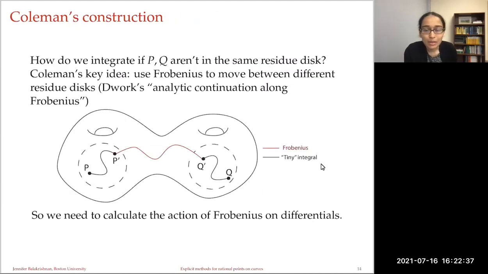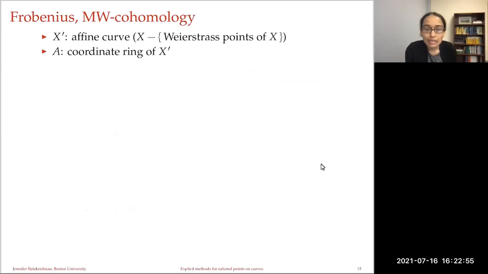All right, but then we need to move between residue disks. And as I mentioned, Coleman's idea was to use Frobenius to move between different residue disks. This principle of Dwork to analytically continue along Frobenius. So we need to compute the action of Frobenius on differentials. And so I just wanted to set up some of the objects behind the scenes.